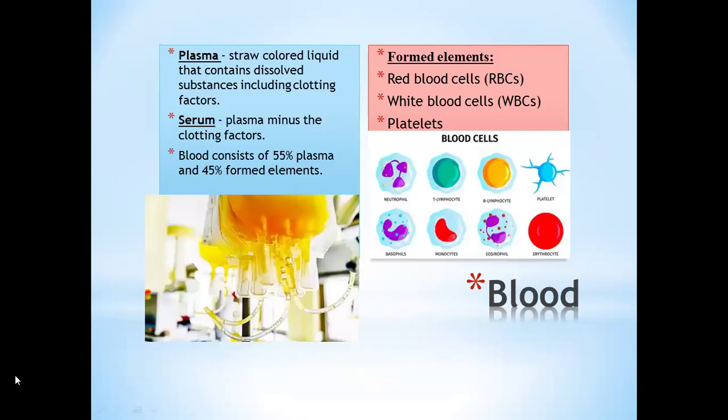Let's talk about blood. Components of blood. Plasma is a straw-colored liquid that contains dissolved substances, including clotting factors. Serum is plasma minus the clotting factors. Blood consists of 55% plasma and 45% formed elements. Formed elements are the following: red blood cells, white blood cells, and platelets.